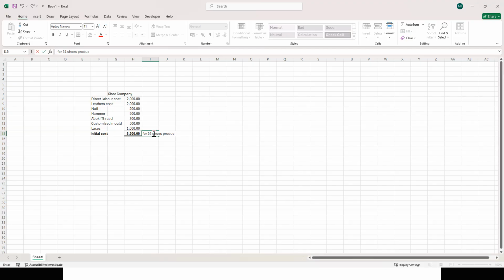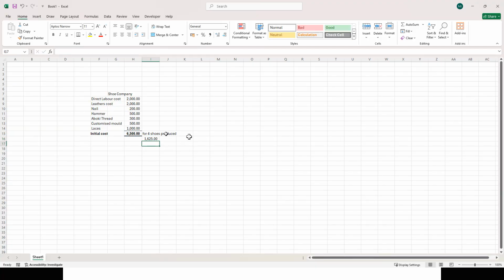4 shoes produced, right? 54, that kind of thing. 4 shoes produced, and I say units. And I say this is divided by 4, right? So I have each unit.